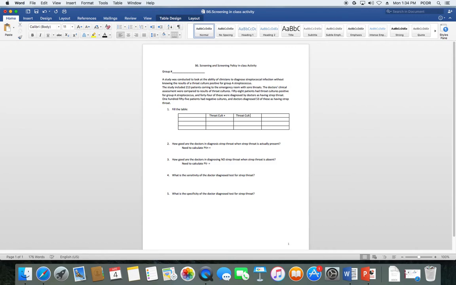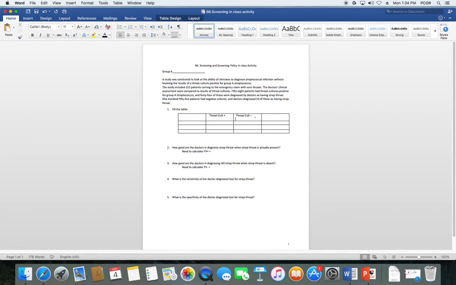Throat culture negative. Or another way of calling it is people with strep throat and no strep throat. In this row portion, we are trying to find out the instrument, which is MD diagnosis positive for strep throat and MD diagnosis negative for strep throat.